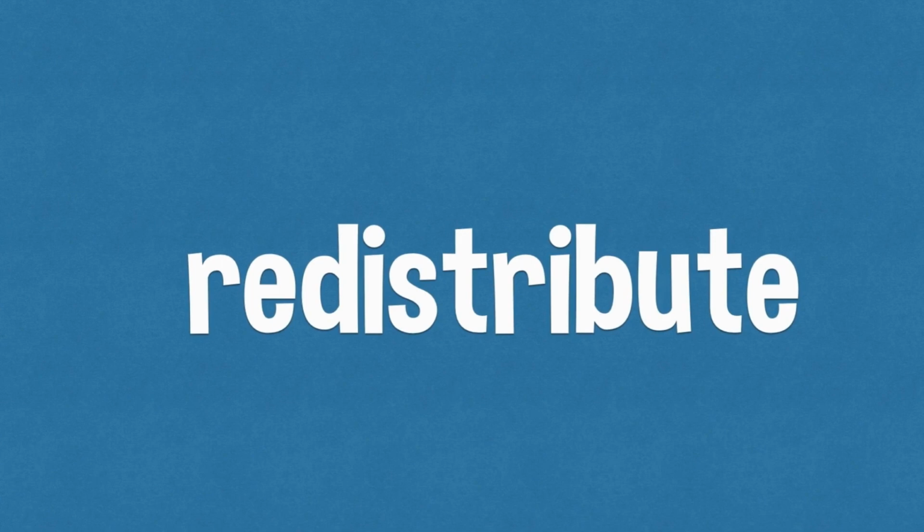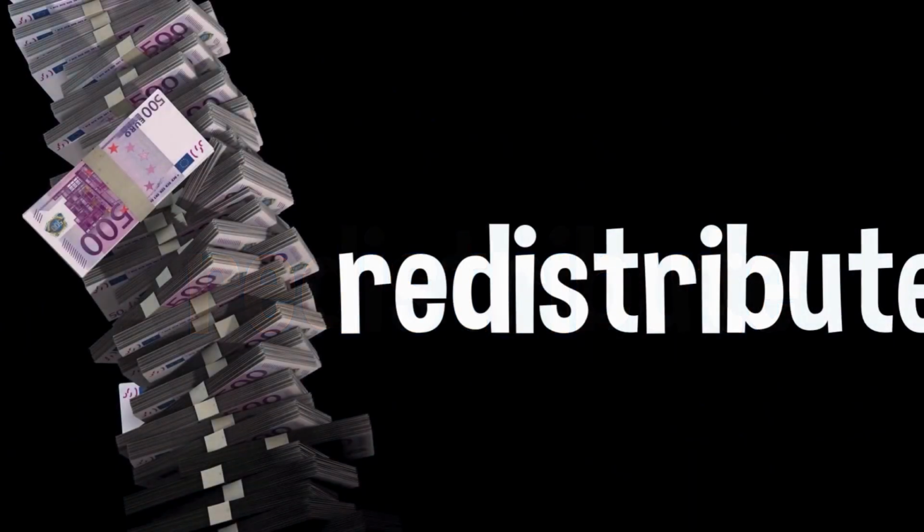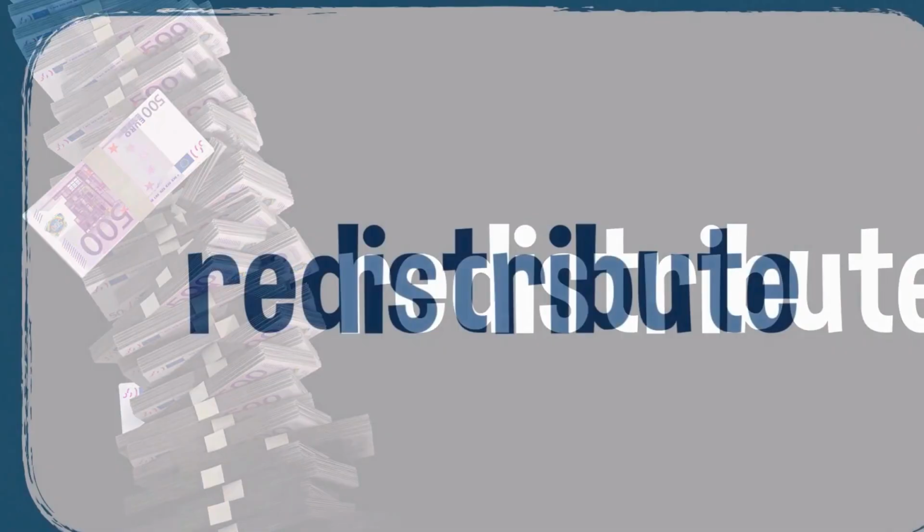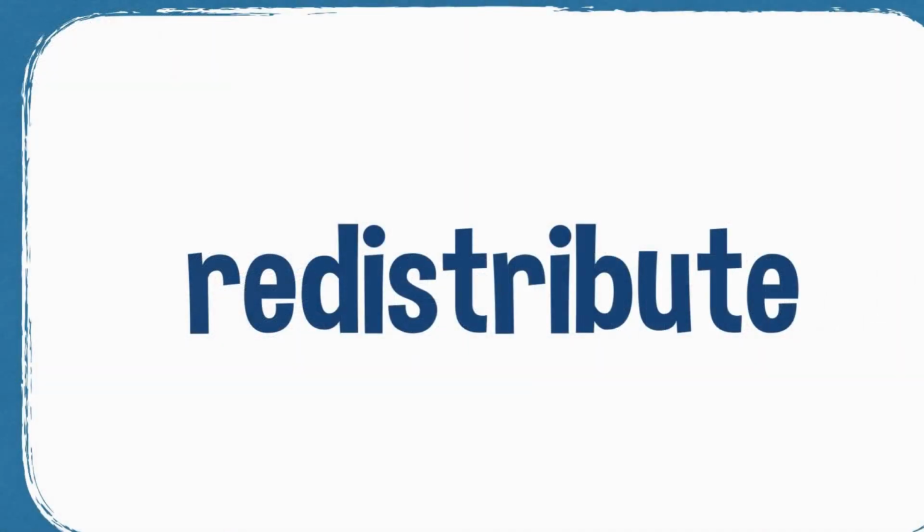Redistribute. So if something such as money or property or land is redistributed, it is shared among people or organisations in a different way. So money is moved around to other people. So it's moved from the way it was previously to different people. So it means distribute again, of course.